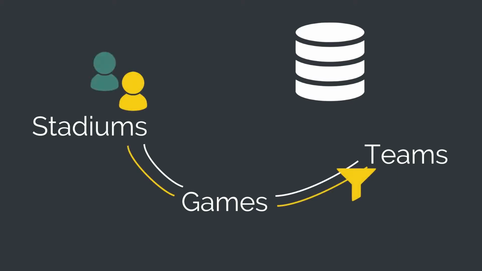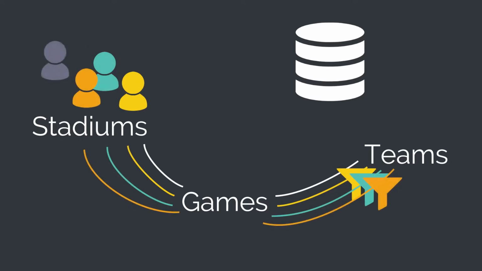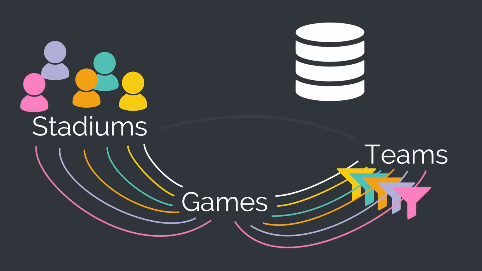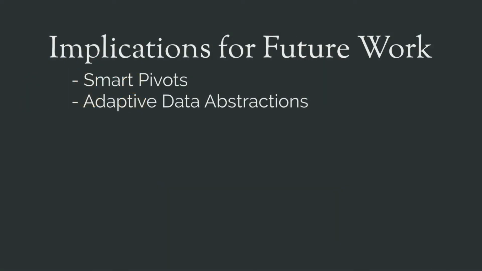In this example, if a system records users frequently pivoting from stadiums to games to home teams, it could respond by adding edges to the graph, directly connecting stadiums to their home teams. This kind of adjustment could make data abstractions more relevant to users' tasks automatically, without relying on a database engineer to fully anticipate all user tasks in advance. And we plan to implement and evaluate adaptive data abstractions such as this in future work.